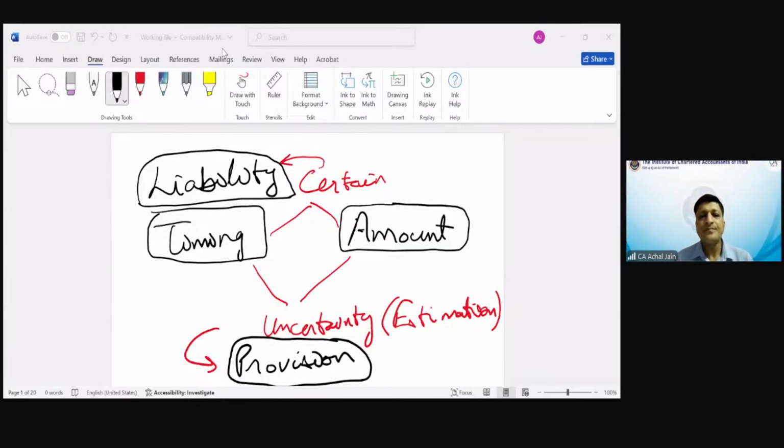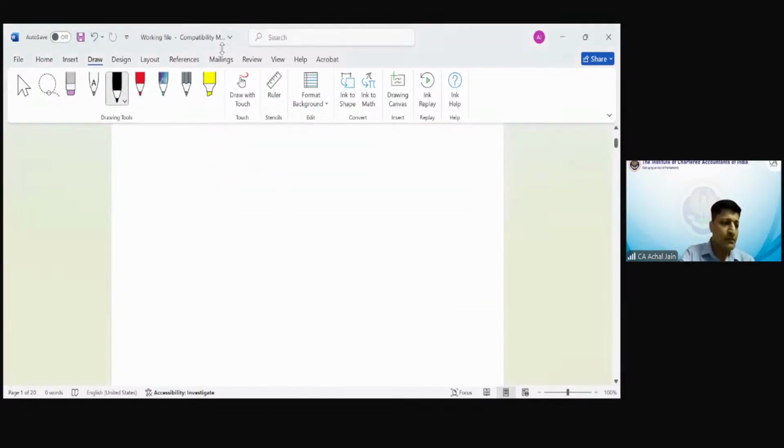Okay. Now, let's take a very simple example to understand how the uncertainty may be involved or why the uncertainty may be involved. All right. So let's take an example, and you need to answer this. Let's suppose an entity has received goods.